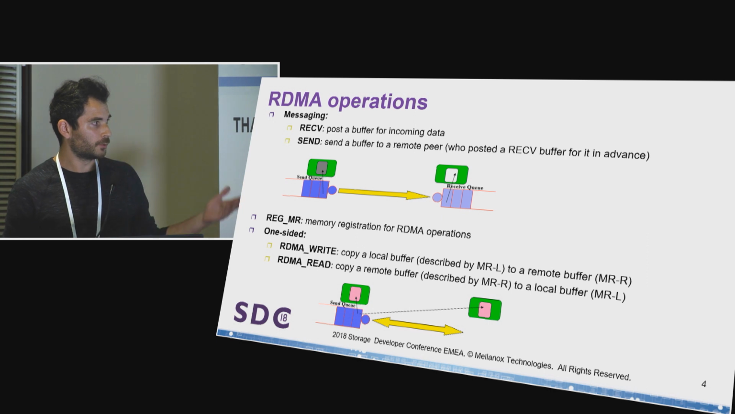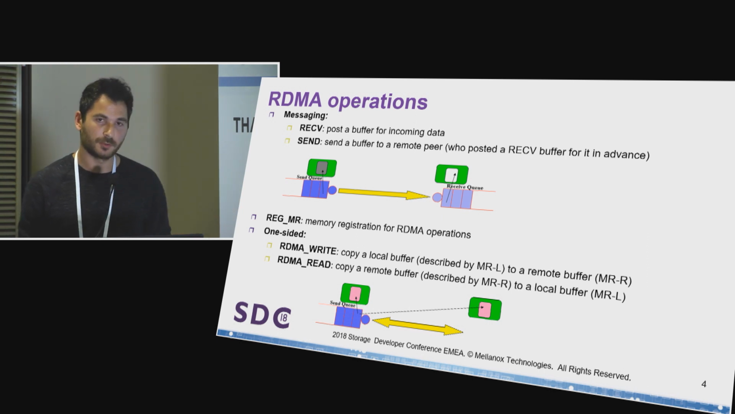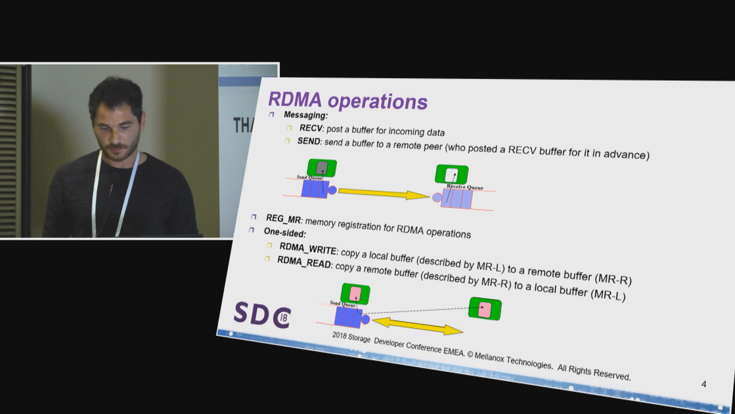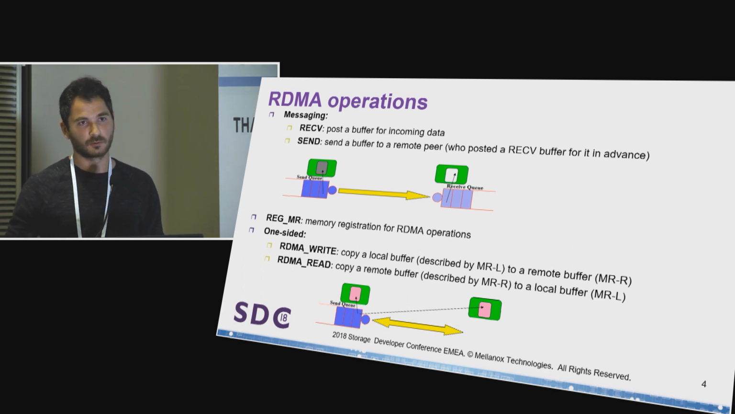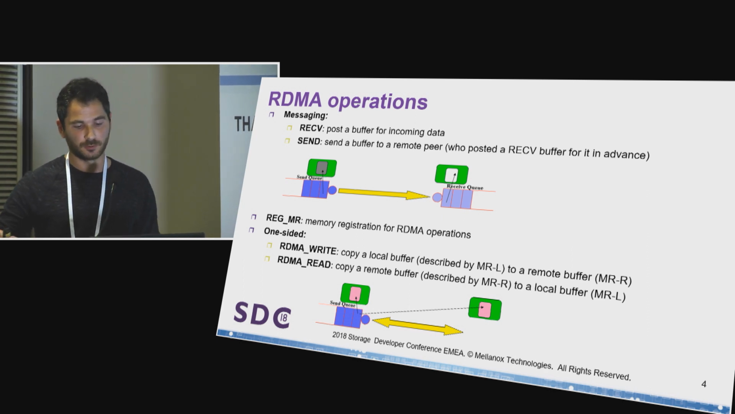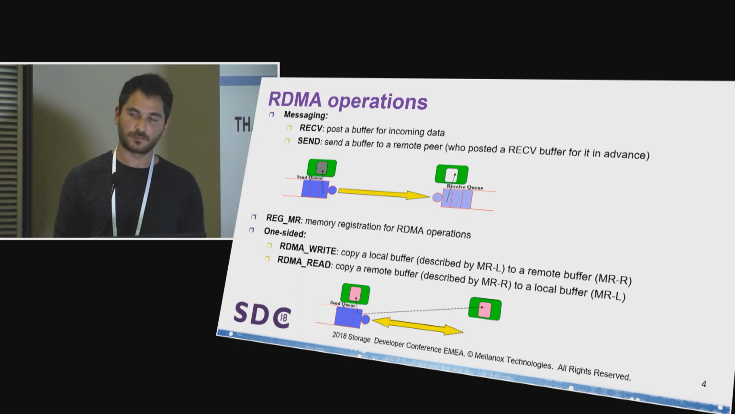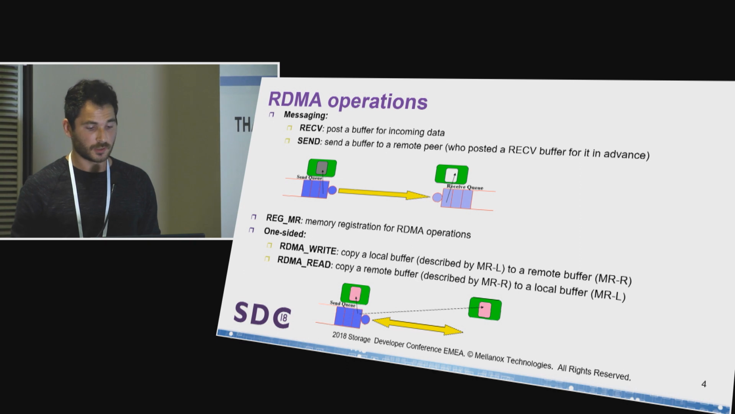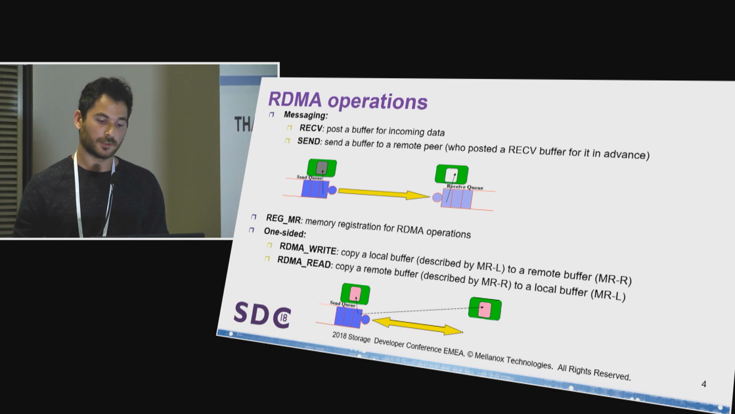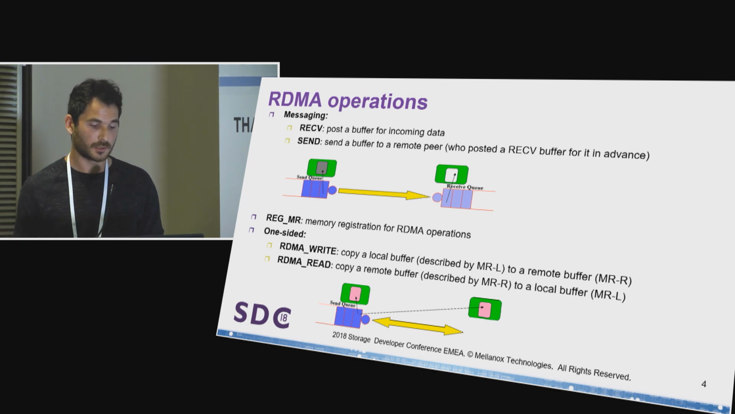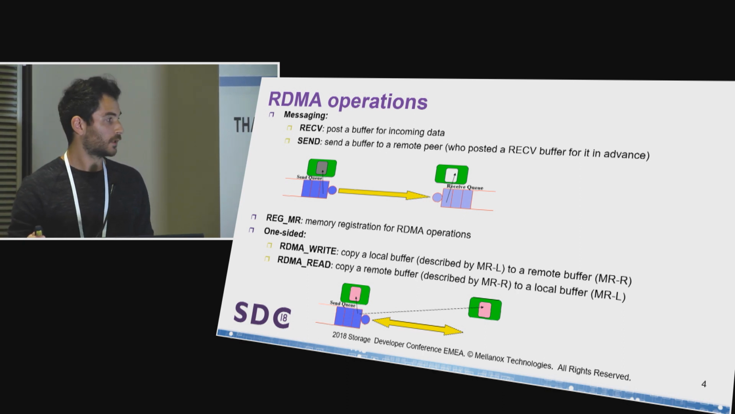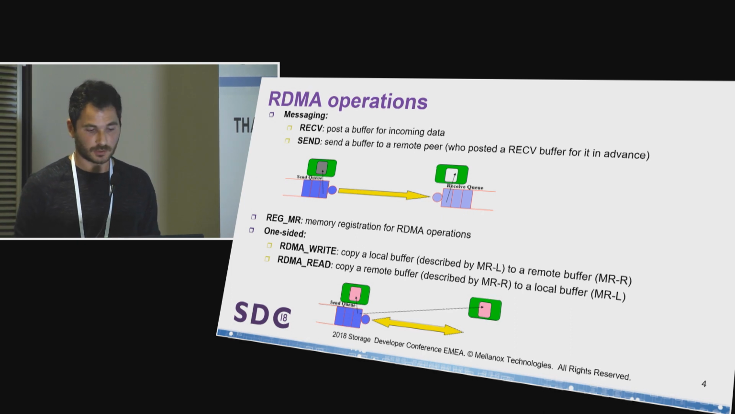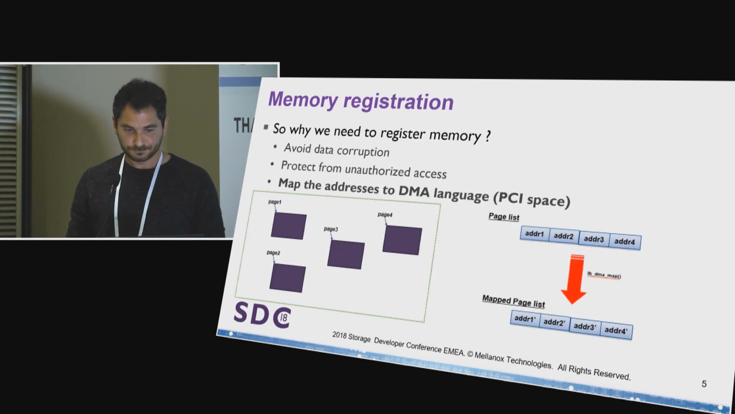We use memory regions in order to perform RDMA read and RDMA write operations. An RDMA write operation copies a local buffer that is described by a memory region to a remote buffer that is also described by a memory region and a key. RDMA read is a copy of a remote buffer to a local buffer. All of these are one-sided operations, and only one side is aware of the operation. The other side doesn't know about it.